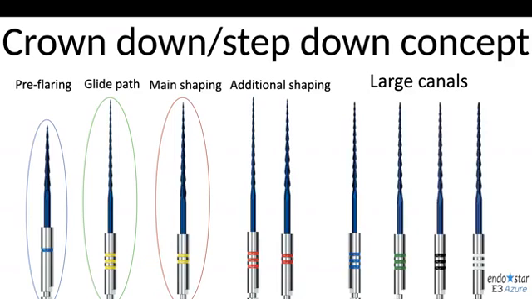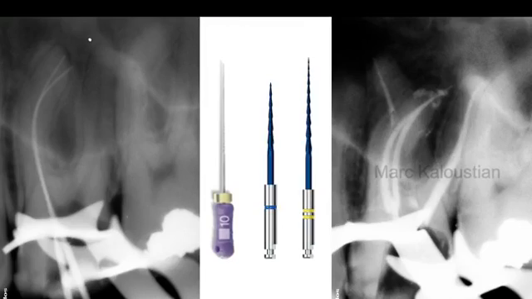But sometimes we have larger canals because we are dealing with nature, we are dealing with anatomy. And in cases like this, we will need to do additional shaping with 2504, 2506 most of the time. And sometimes also when we have very large canals, we can go till 30, 35, 40 and 45. You will notice that when we are at 30, 35, 40 and 45, the taper will be smaller, 0.5, 0.4, because we don't want to enlarge too much the coronal part and we want to stay conservative.